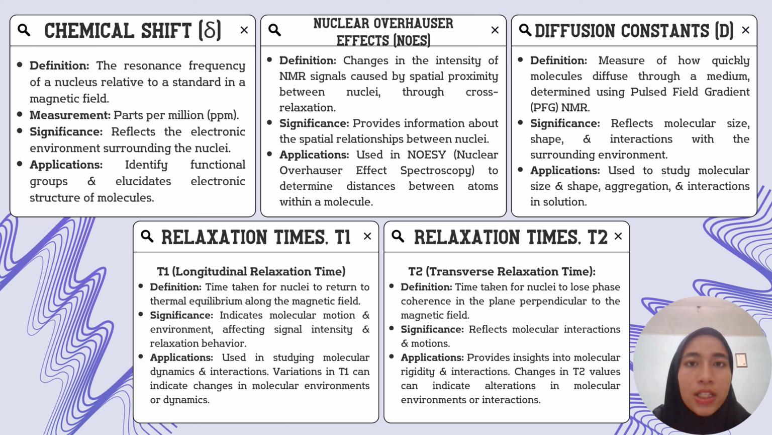And lastly, relaxation times T1 and T2. T1 is longitudinal relaxation time. It's the time taken for nuclei to return to thermal equilibrium along the magnetic field. It indicates molecular motion and environment affecting signal intensity and relaxation behavior. And transverse relaxation time T2 is the time taken for nuclei to lose phase coherence perpendicular to the magnetic field. It reflects molecular interactions and motions, providing insights into molecular rigidity and interactions.